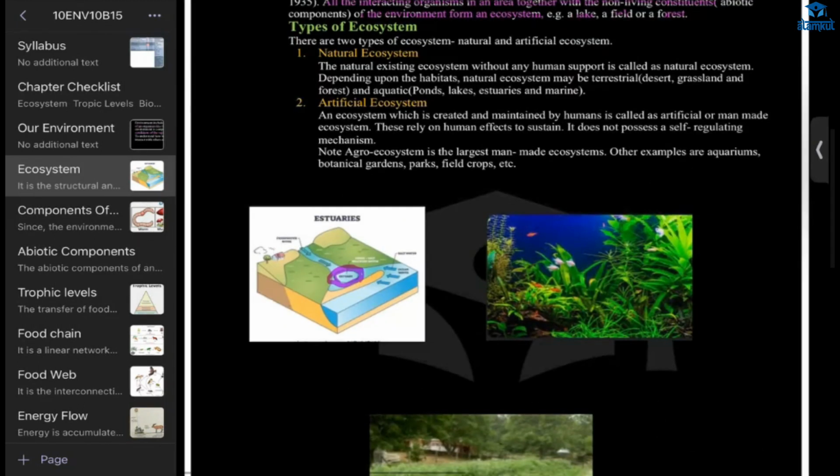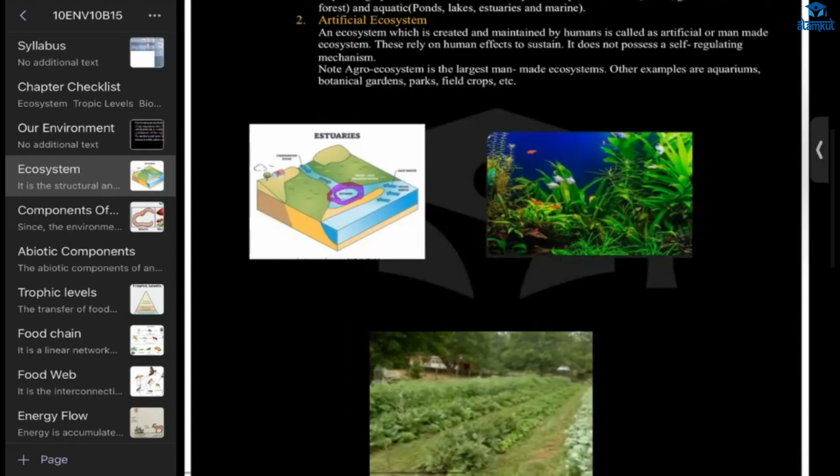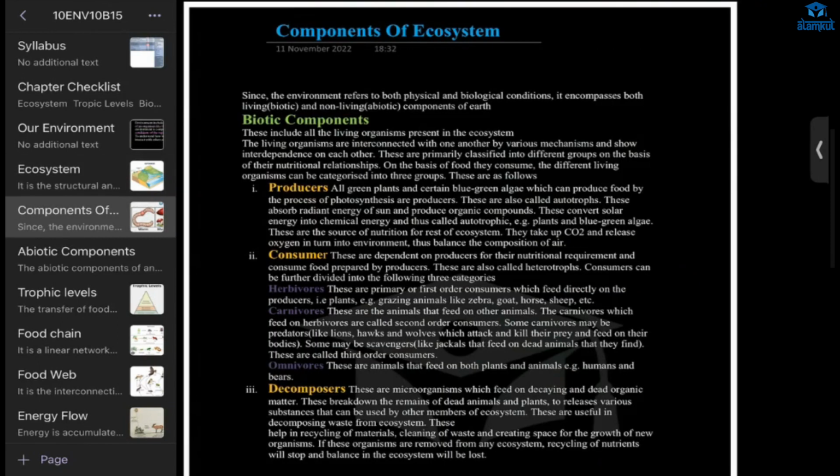Now artificial ecosystem examples, what are they? Agricultural land. They are man-made creations, the farms and all that. Then aquarium, that is also an artificial ecosystem. Botanical garden, parks. Components of ecosystem: we have biotic component, that is living component, and abiotic component.